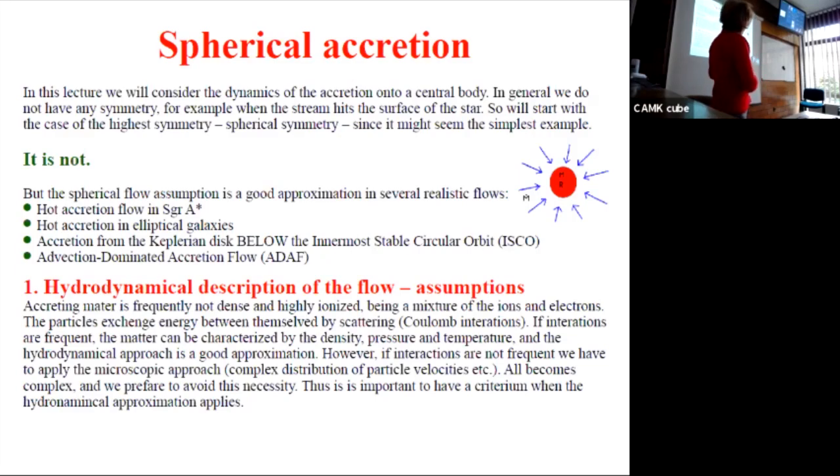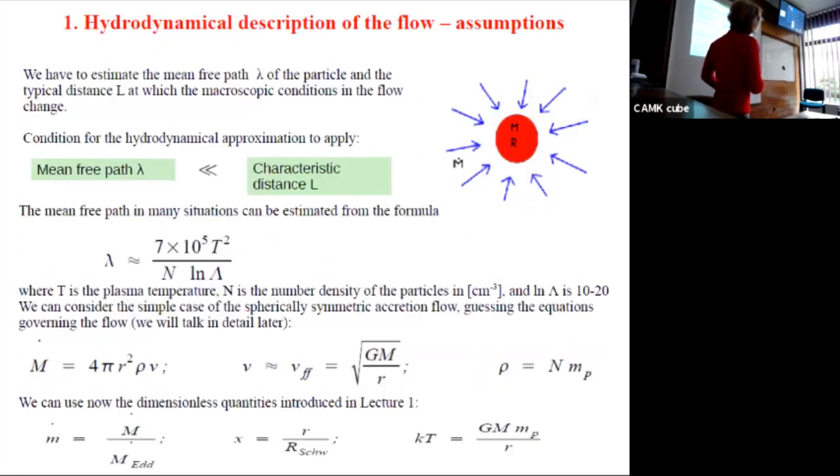Otherwise you have a group of particles, and then you would have to worry about the velocity distribution instead of just being able to use ideas like pressure, density, temperature. And this is how we do the hydrodynamics. So the basic assumption behind hydrodynamics is that the mean free path, lambda here, is smaller than the characteristic distance of the system. For example, if we are at the radius r here, and the mean free path is much smaller than the radius, then we can use the hydrodynamical approximation.